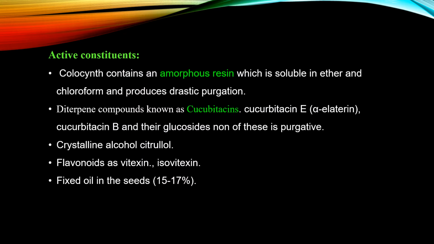Active constituents in colocynth contain amorphous resin, which is soluble in ether and chloroform, the resin producing a drastic purgative effect. Diterpene compounds known as cucurbitacins are present in colocynth and in pumpkins. Of these cucurbitacins, cucurbitacin E, known as alpha-elaterine, in addition to cucurbitacin B, are glycosides and are non-purgative. Crystalline alcohol known as citrullol, flavonoids vitexin and isovitexin, and fixed oil from the seed.